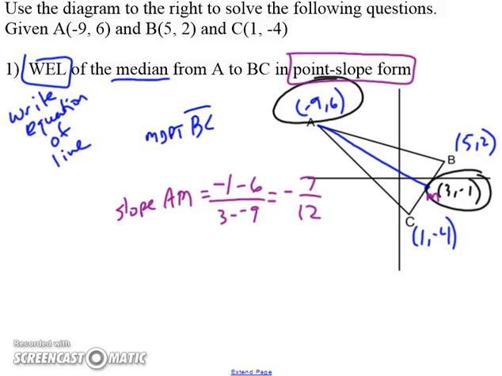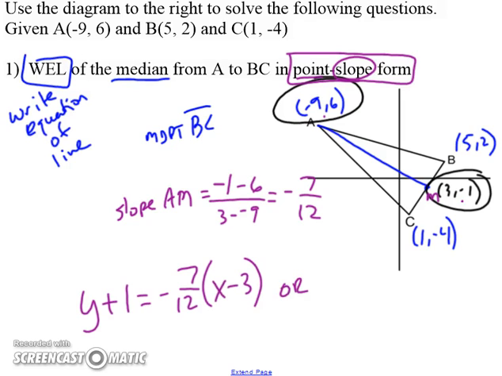Now when I'm putting it into point-slope form, I need the slope, which I have, and then I need a point. Well, I have two points, so I can choose either point to write the equation of the line. Because we have both points, and it said point-slope form, either one of these would be acceptable.